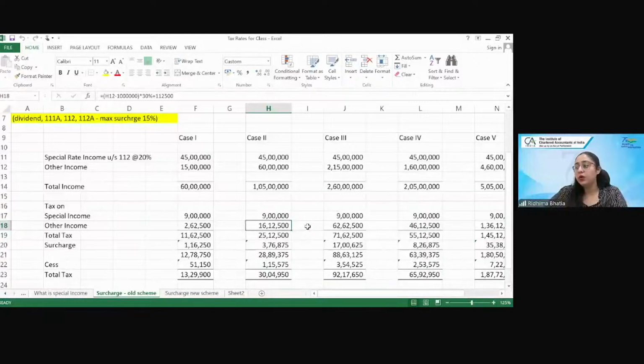Then on total tax, that is 25 lakh 12,500, you will calculate surcharge at the rate of 15%, which comes to 376,875. Plus cess, combining both, you come to 30 lakh 4,950. Yes, sorted.